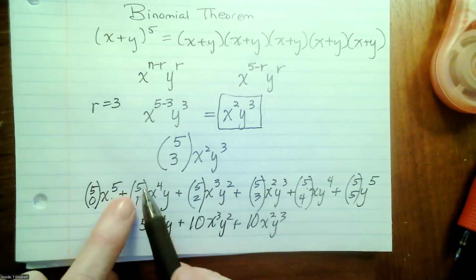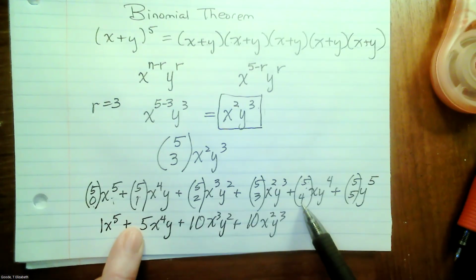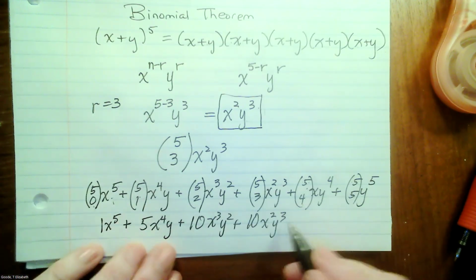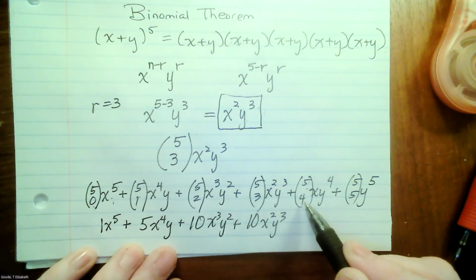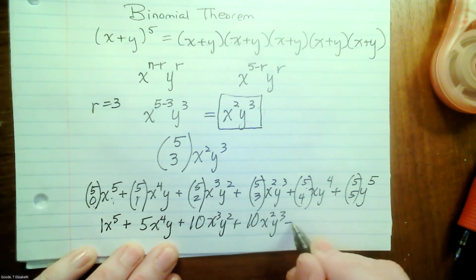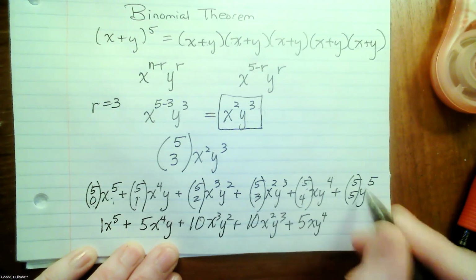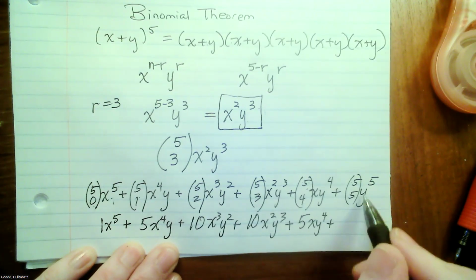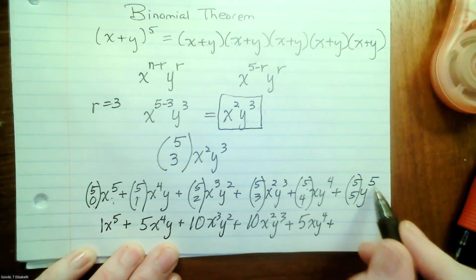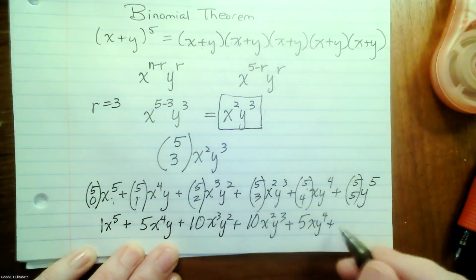Because of the symmetry, 5 choose 1 is the same as 5 choose 4. We just proved that because 1 and 4 add up to 5. Choosing 1 is the same as choosing the 4 you're not going to choose. So this is 5xy to the 4th. And then, of course, there's only one way to pick all 5 of them to contribute y. Just pick the y from all 5 of them.